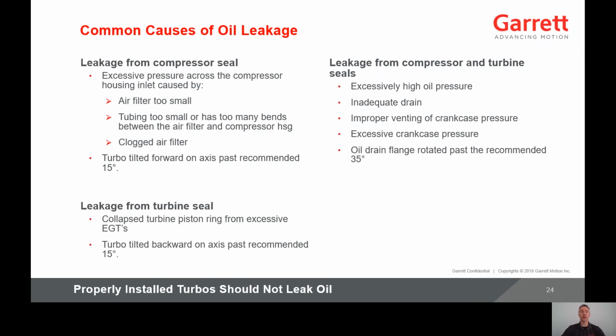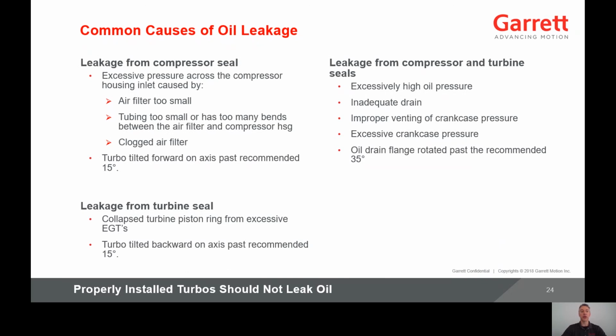Oil leakage can occur from the compressor seal, turbine seal, or both. Leakage from the compressor seal is due to excessive pressure across the compressor housing inlet, which is caused by the air filter being too small or clogged, or charge tubing being too small or having too many bends between the air filter and compressor housing. It can also be caused by the turbo tilted forward past the recommended 15 degrees.